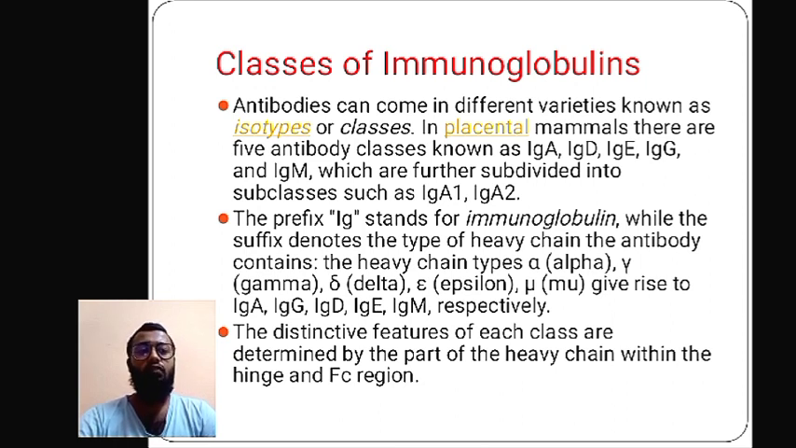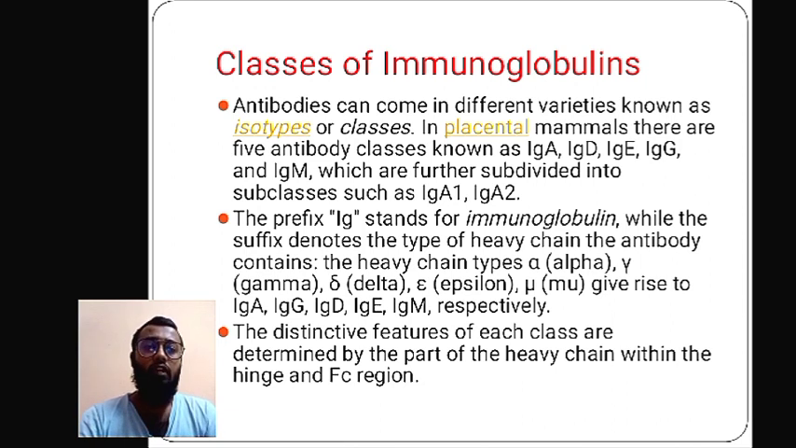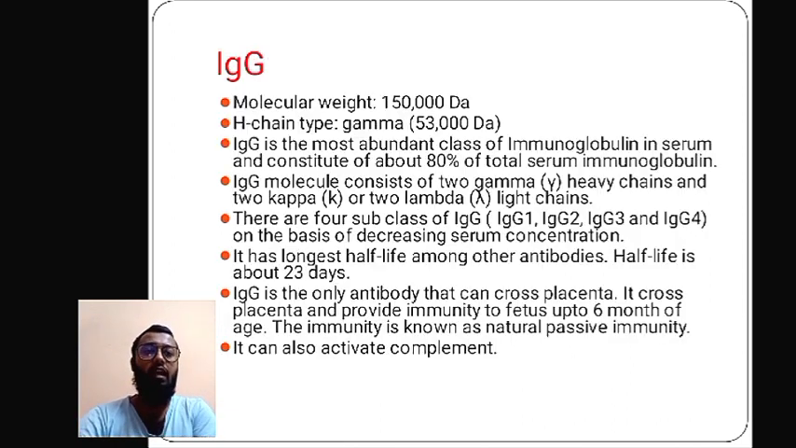So the distinctive feature of each class is determined by the part of the heavy chain within the hinge and Fc region. The Fc region is the crystallizable fragment which is present on the constant region, and the hinge region, we already know, is the movable or flexible region which helps in holding the structure of the antibody and also helps in attaching to the antigen. Let's see about IgG.